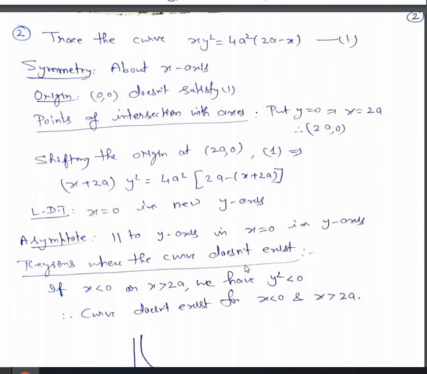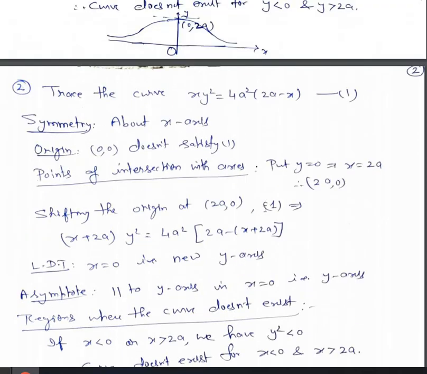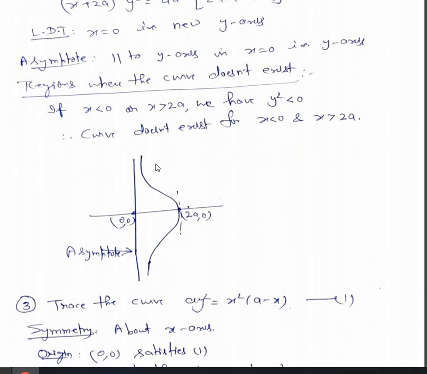And the last step, regions where the curve does not exist. Now from here you see that if x is negative or x is greater than 2a, then y² is negative. That means the curve does not exist for x less than 0 and x greater than 2a. So taking all these points into account, the shape of the curve is like this. The curve passes through (2a, 0). At (2a, 0), the tangent is the new y-axis, a line parallel to the y-axis.